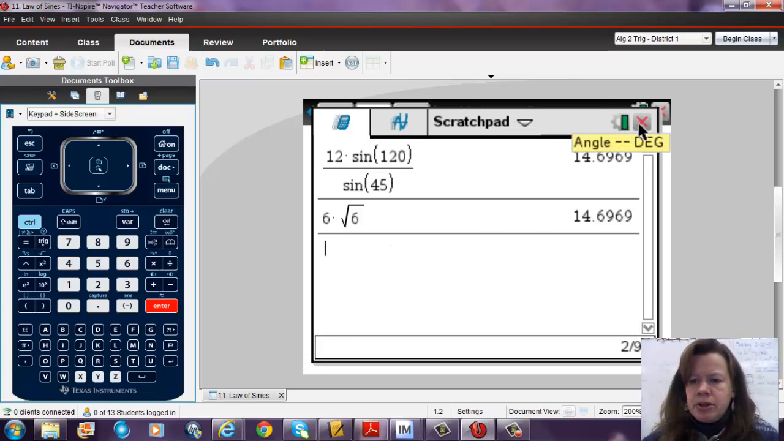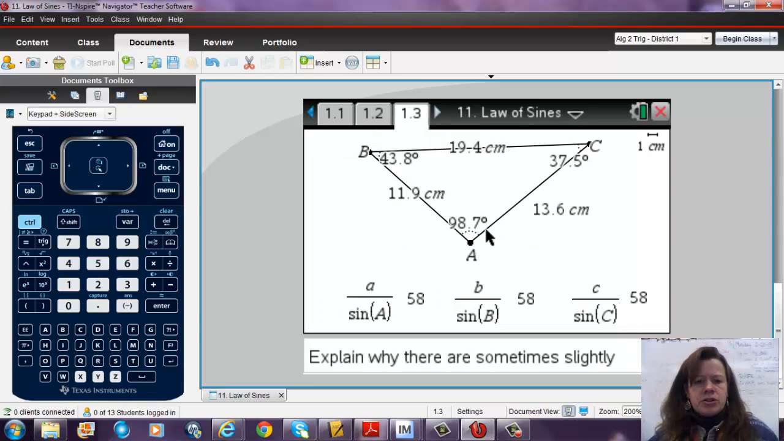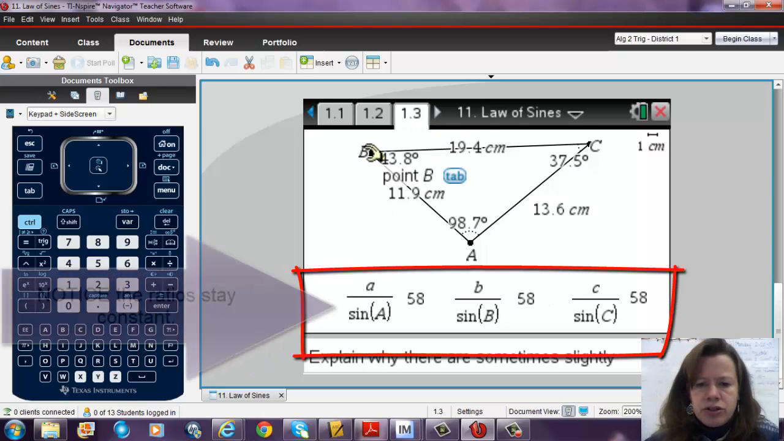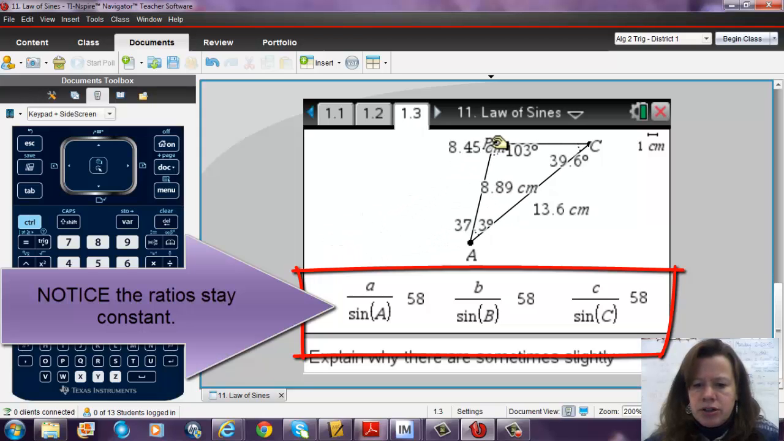Okay. Staying in your Inspire, the only other part of this document is very much like your law of cosines in that I have a triangle for you, I've set up the proportions, I've made all the measurements, and I just want you to notice that it doesn't matter what the size of my triangle is. Again, right now, all of my ratios are 58. And as I change, they're going to change slightly as well.